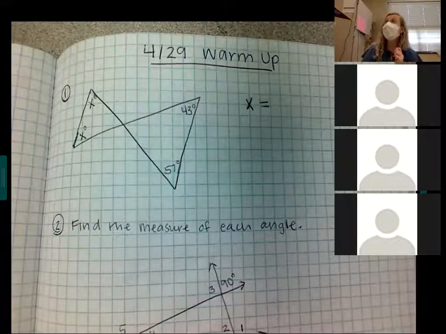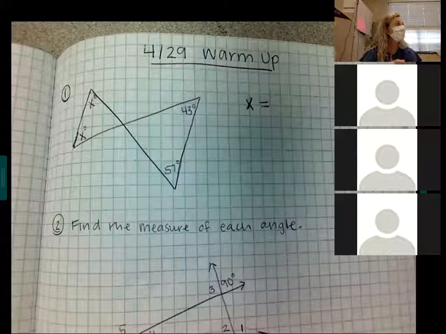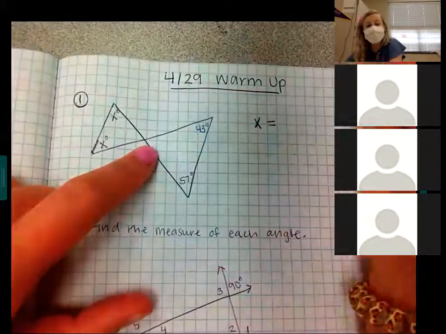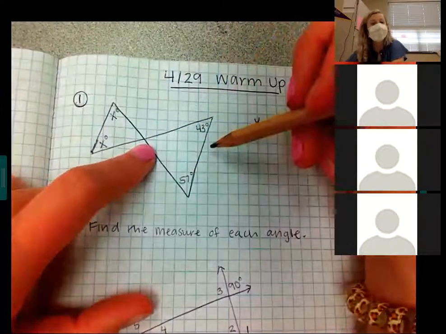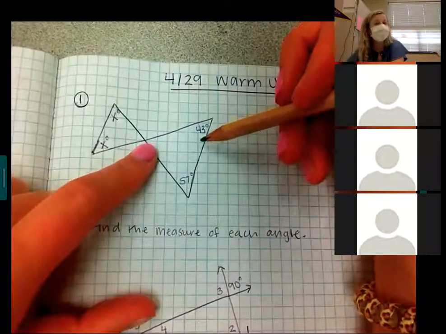So for number 1, how did y'all go about finding X? Who can tell me the first thing they did? Jaden, what'd you do first, bud? Very good. So he said the first thing he did was find the third angle in the triangle on the right. So he said he added 57 and 43, which would give you 100, and he subtracted it from 180.